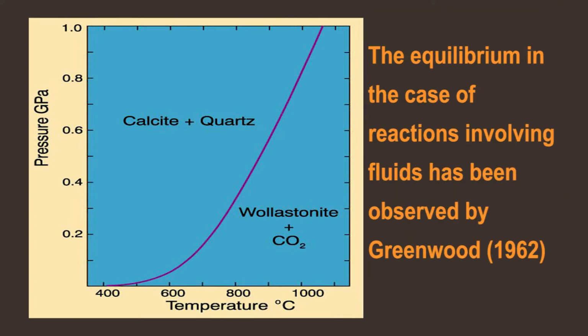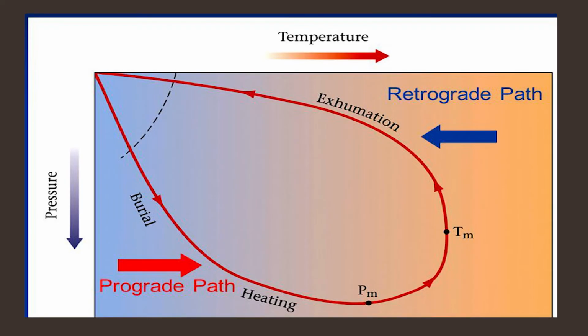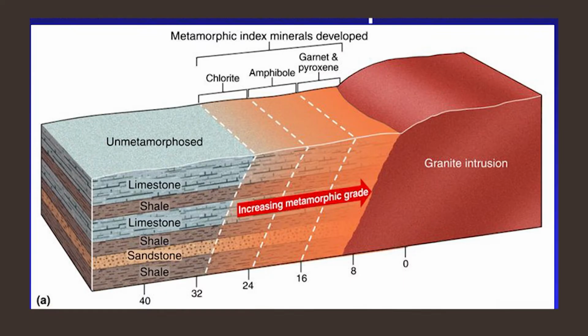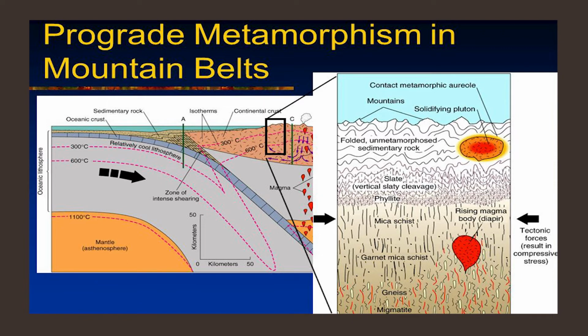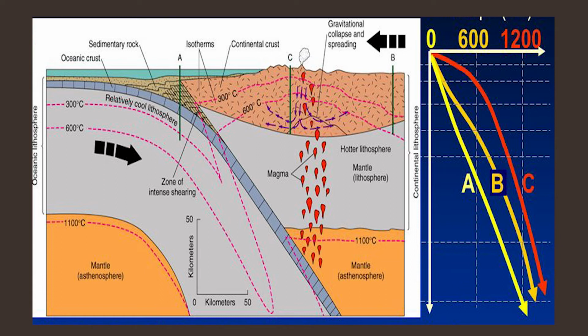The equilibrium in the case of reactions involving fluid was observed by Greenwood, 1962. Fluid rock interaction is very important during metamorphism because the rock interacts with fluids, and moreover the OH-bearing phases in minerals like amphiboles, mica, clay, etc. play a very important role during high grade metamorphism. When prograde metamorphism proceeds, these fluids are driven out and the rock is almost dry.